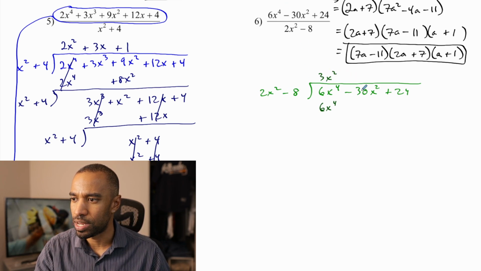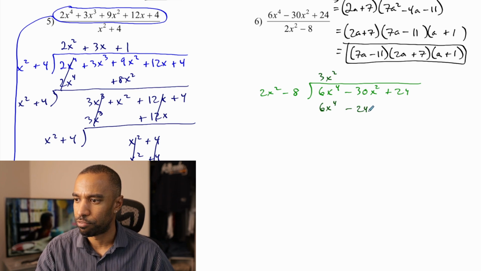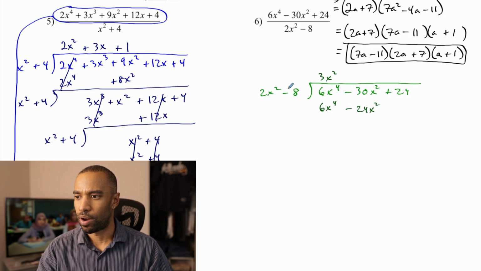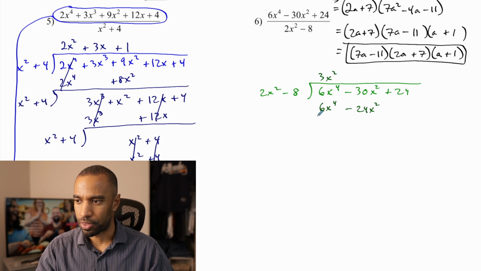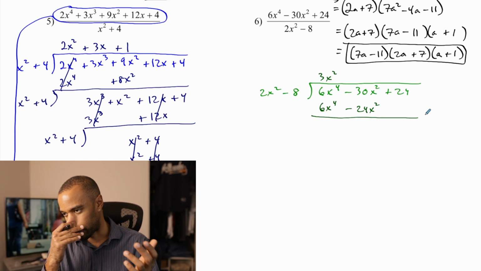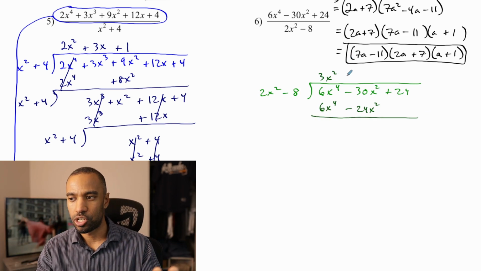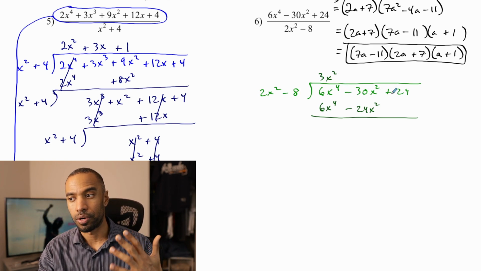Negative 8 times 3x squared is negative 24x squared right there, and I lined it up with an x squared. What I was going to mention is there is no x cubed term here. There is no x term here.